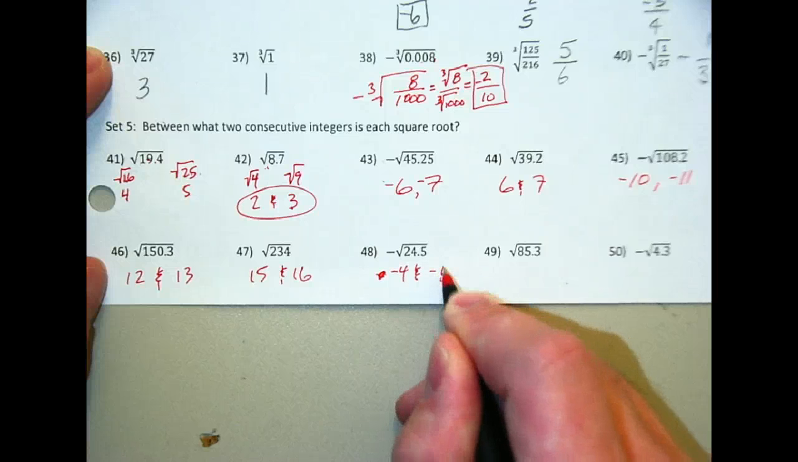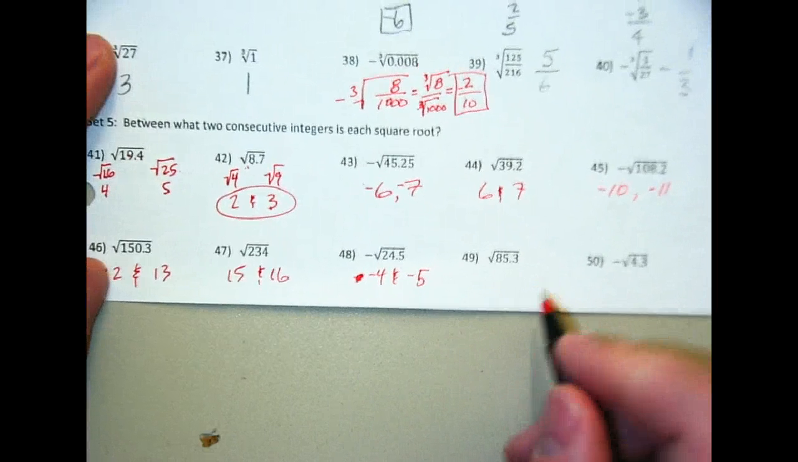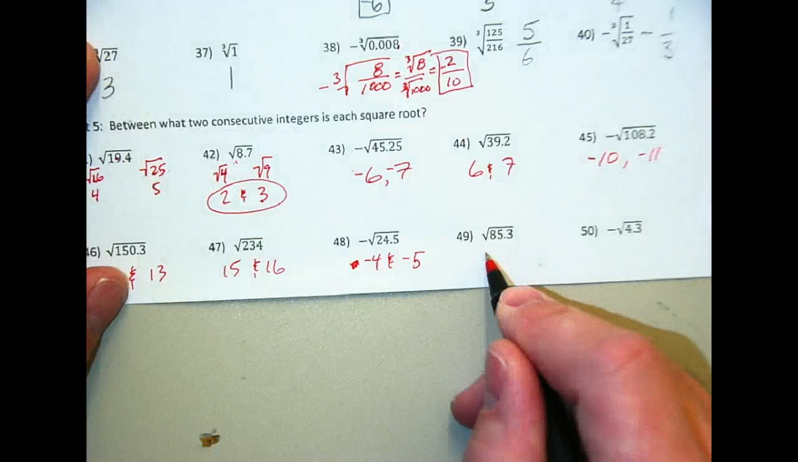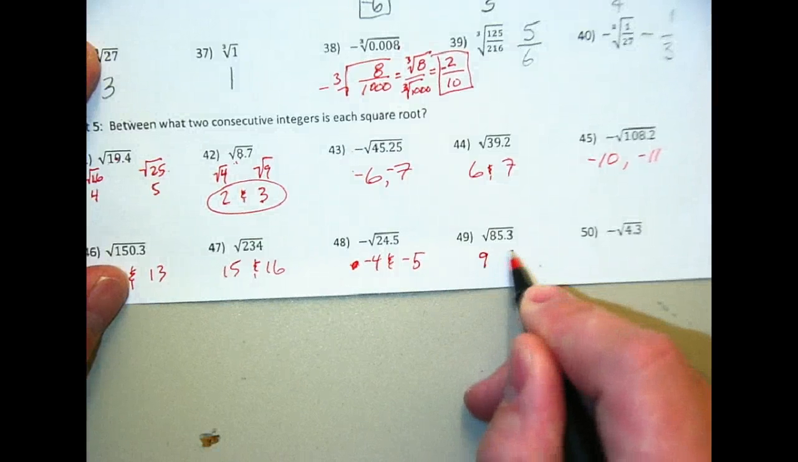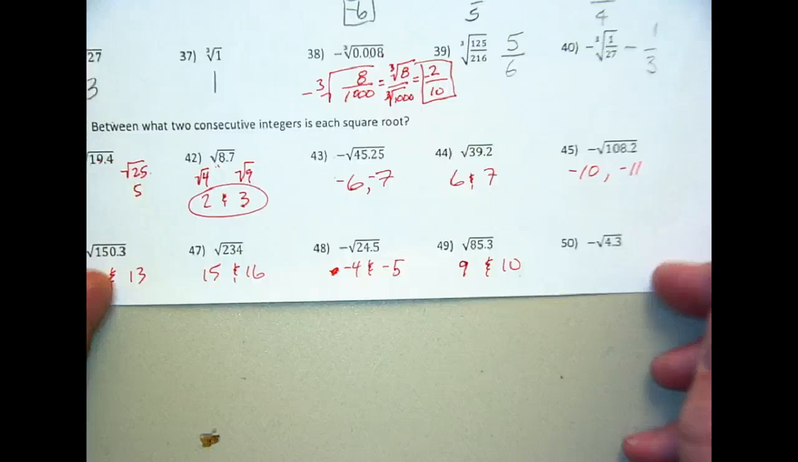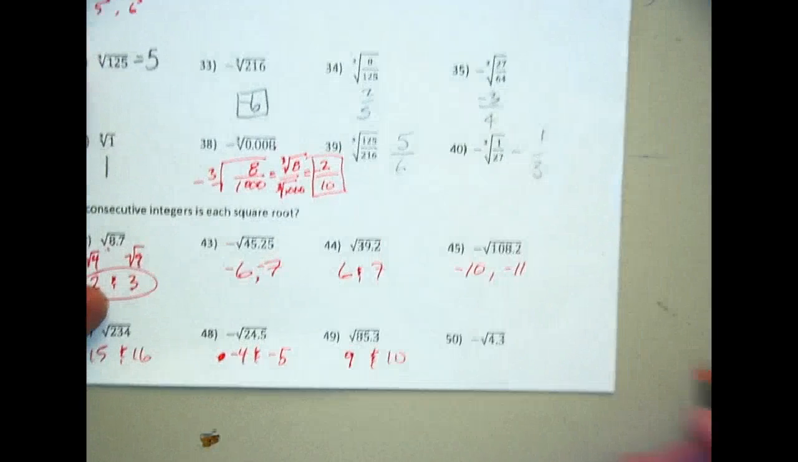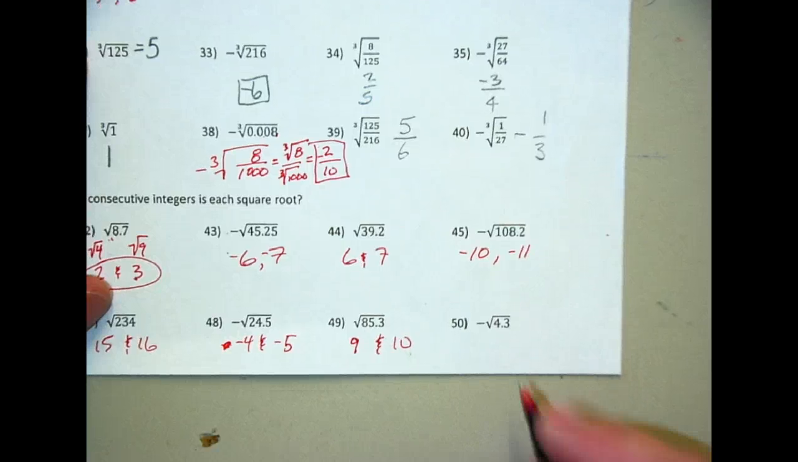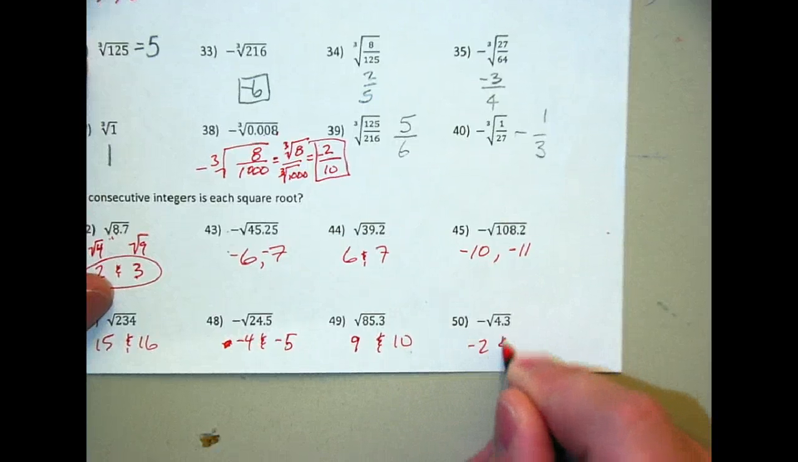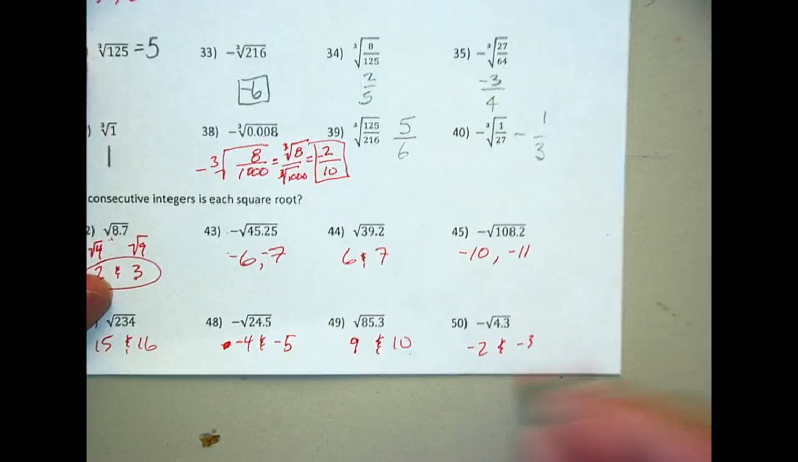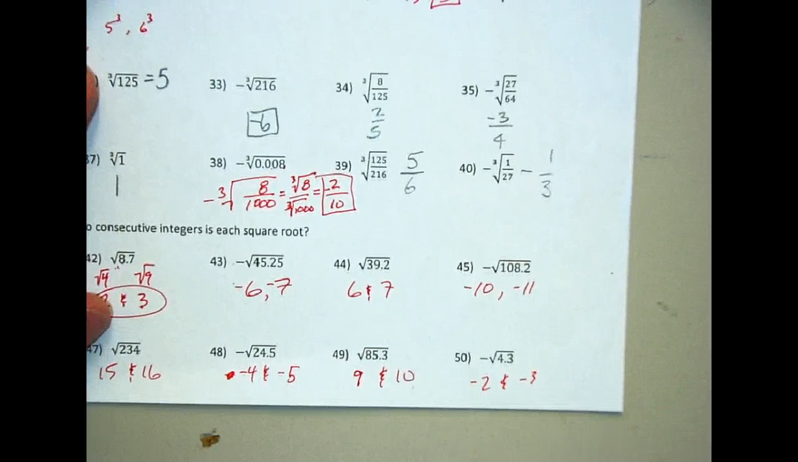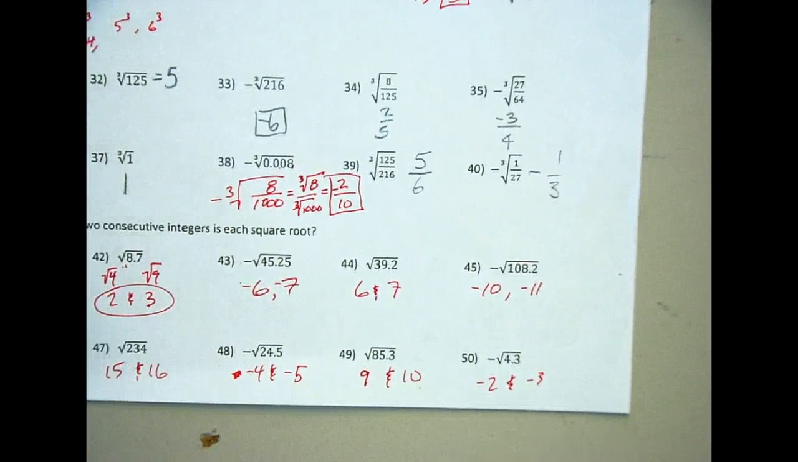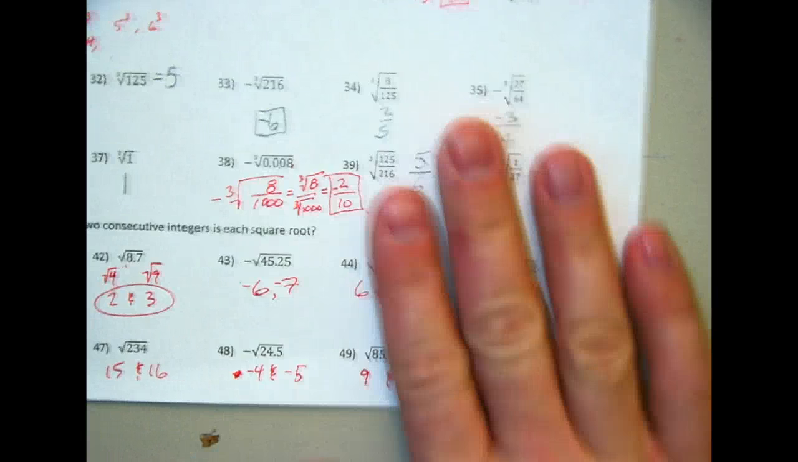All right. 49? Almost. How about 9 and 10? Good. 40-10, also known as 50. Negative 2 and negative 3. Good. All right, any questions? That was our non-quick, quick warm-up of perfect squares.